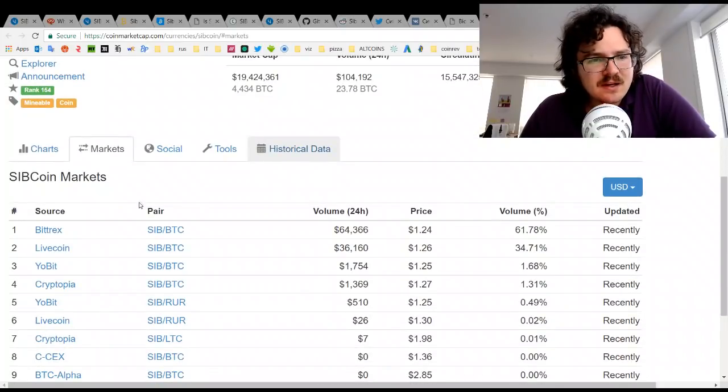So most of course, the trading is happening on Bittrex, like most things, of course. Also a large amount happening on Livecoin, an exchange I'm not particularly familiar with, but nevertheless, a lot of that is happening on Livecoin as well.